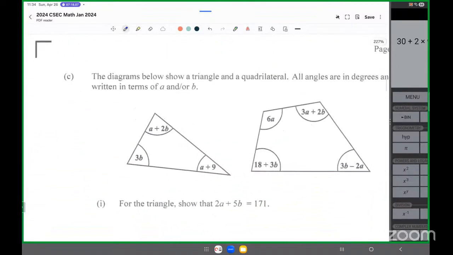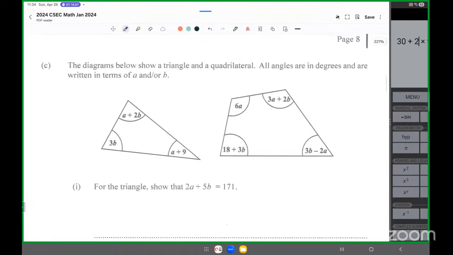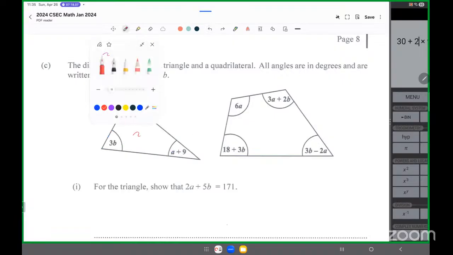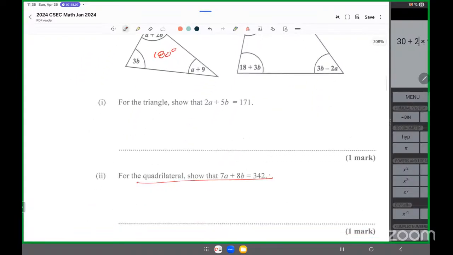Let's continue down here. It says the diagram below shows a triangle and a quadrilateral. So that's a triangle, that's a quadrilateral. It says all angles are in degrees and are written in terms of A and or B. It says for the triangle, show this equation is true. So for the triangle, we know that the sum of these three angles is 180 degrees. That's what we're going to use. And for the quadrilateral, show that one.